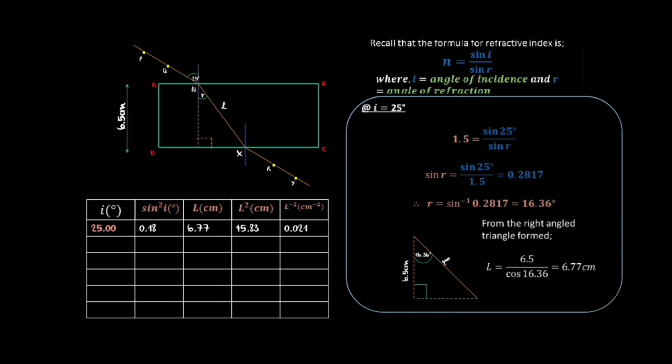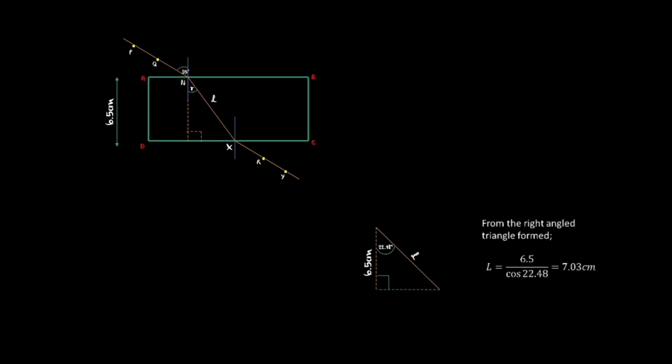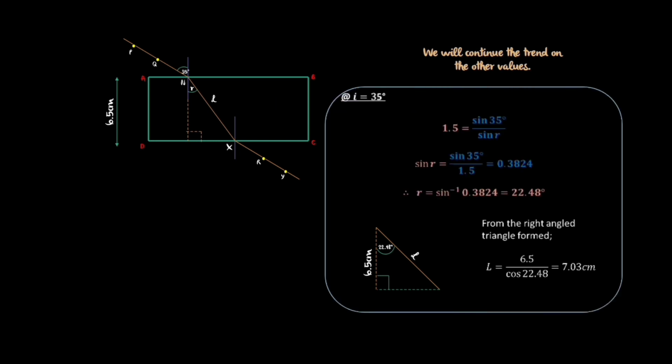So the same procedure goes on and on. Let's move to the next phase. Now, we still have the same glass block traced. The difference here is that the angle of incidence has increased from 25 to 35. So what we are going to do here is also to find our angle of refraction, and we'll continue with the same trend. When the angle of incidence is 35 degrees, what happens? We still follow the same trend.